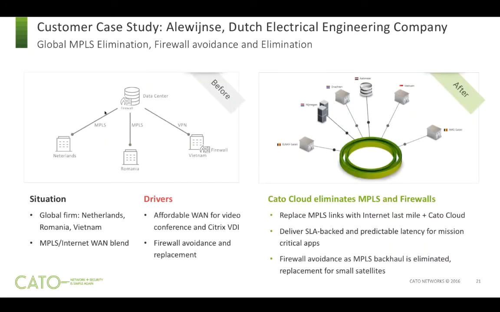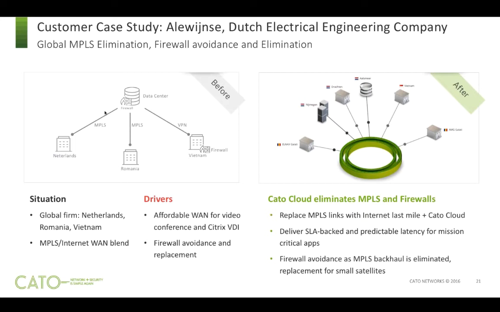So I want to share two use cases, or two case studies, of customers that already moved to the Cato platform and changed the way they think. The first one is a Dutch electrical engineering company called Alec Winter, based in Netherlands, Romania, and Vietnam, with more than 22 sites around the world. They backhauled traffic over MPLS, and remote sites backhauled traffic over VPN, into a single exit point to their data center where they had their firewall.